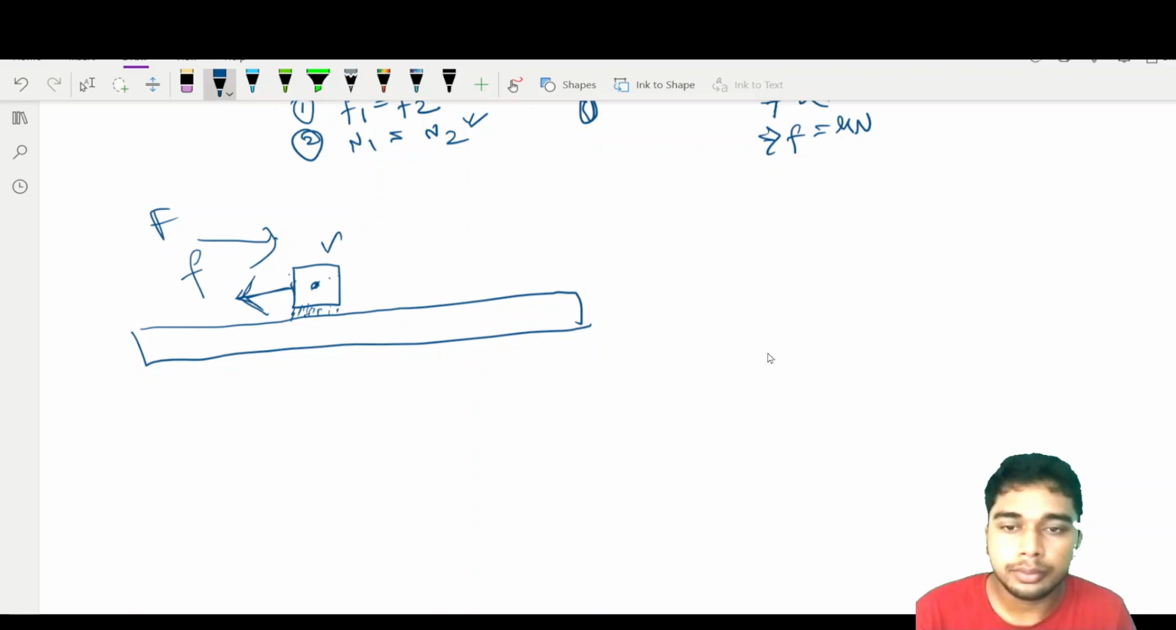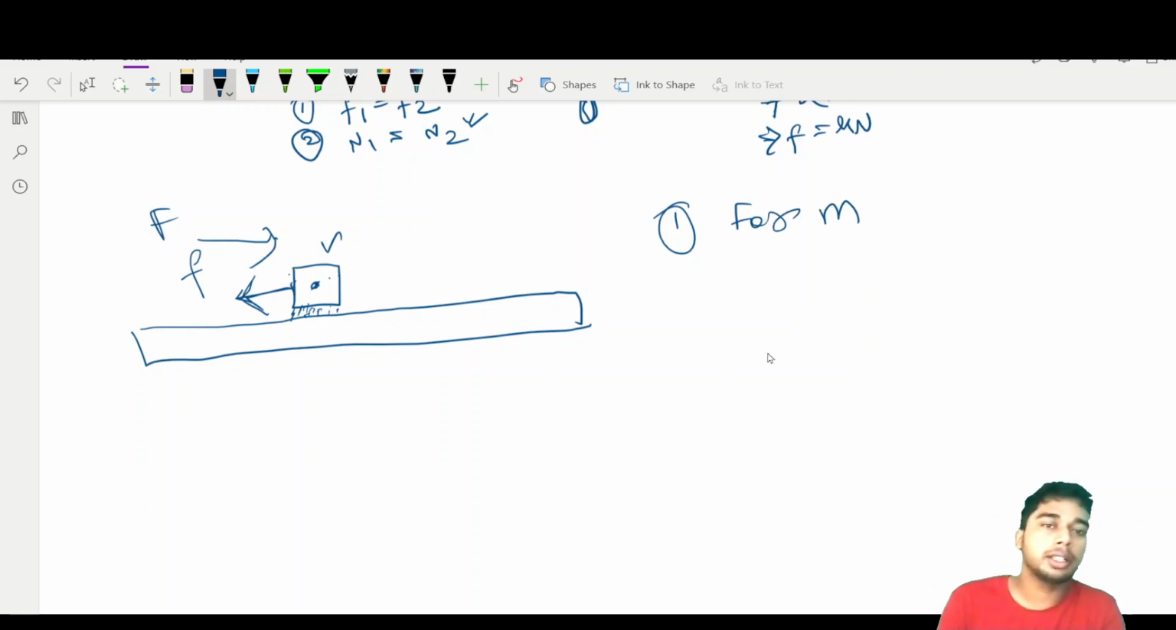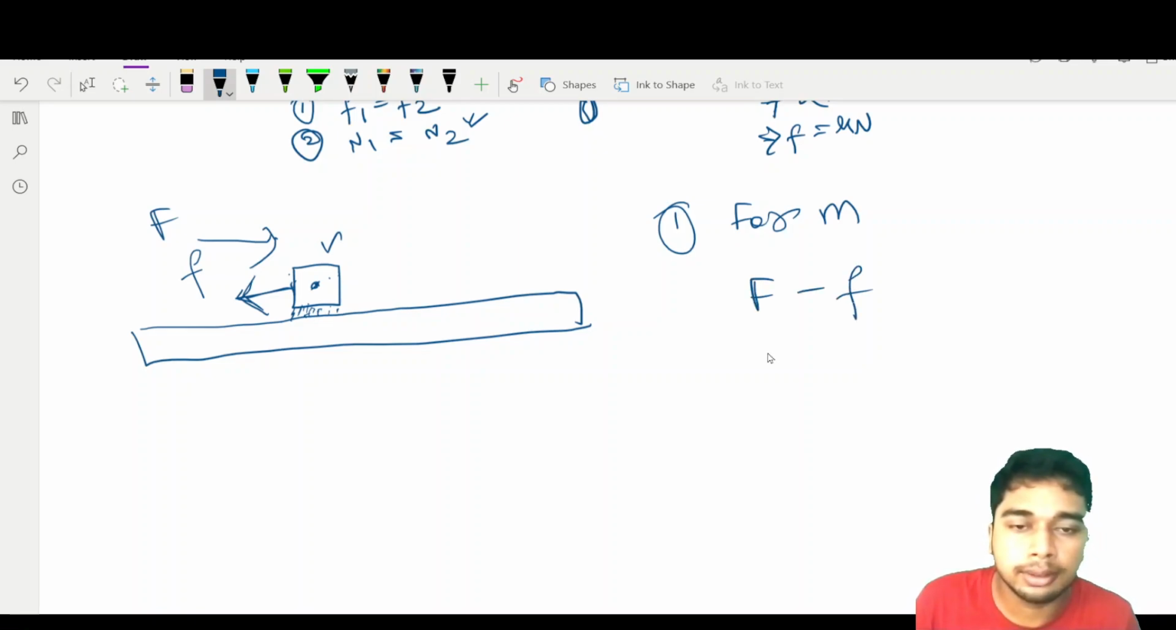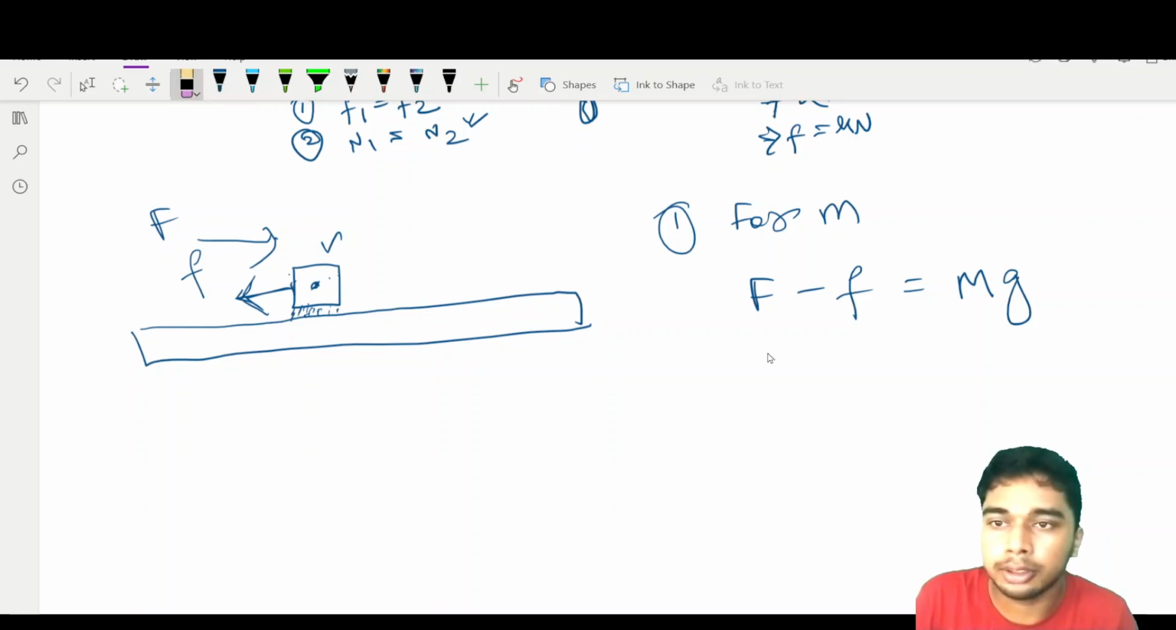So for the block, I consider the mass of the block is small m. So I will simply write that capital F minus small f is equal to small m a. This should be our small m.